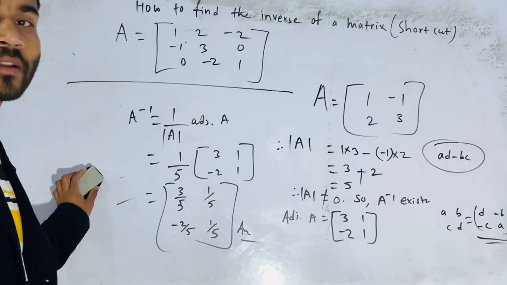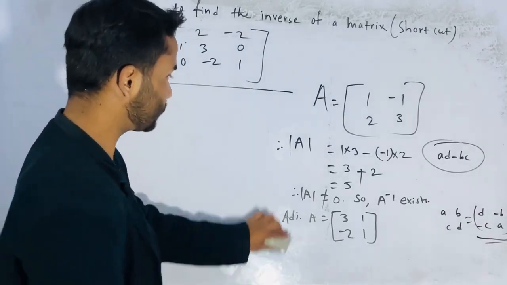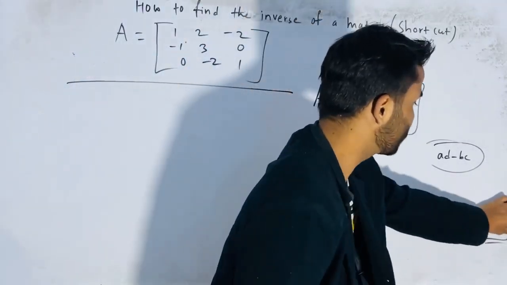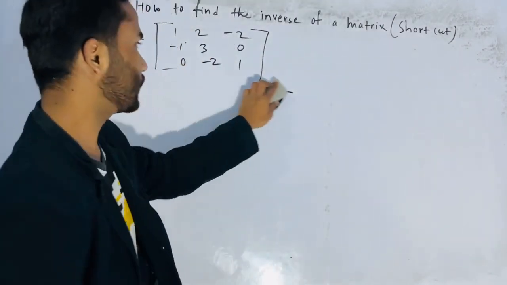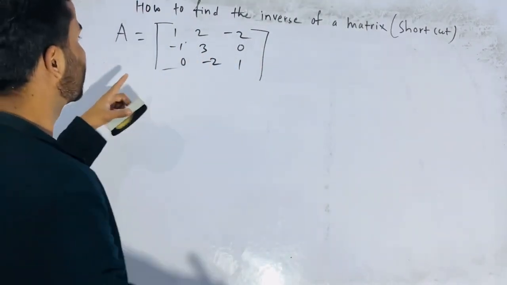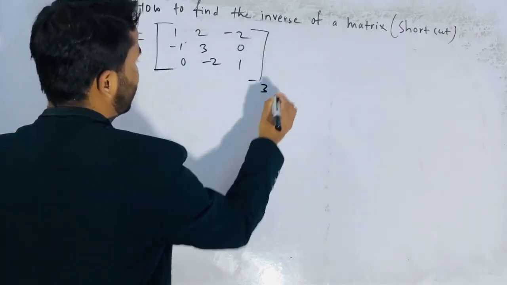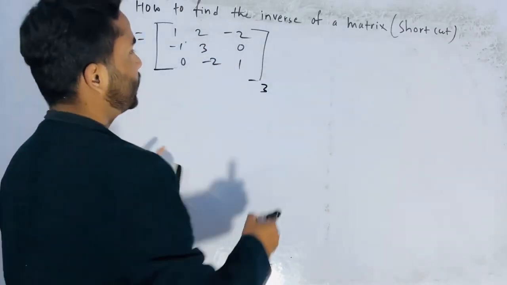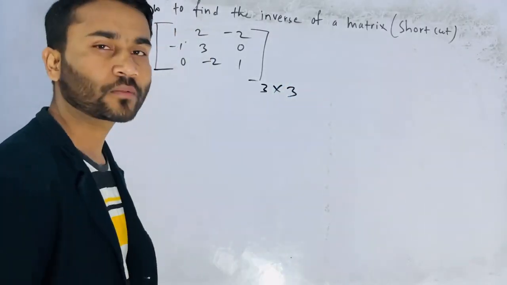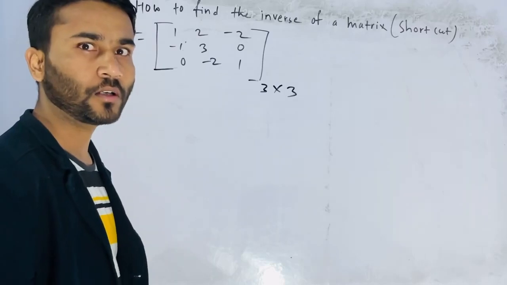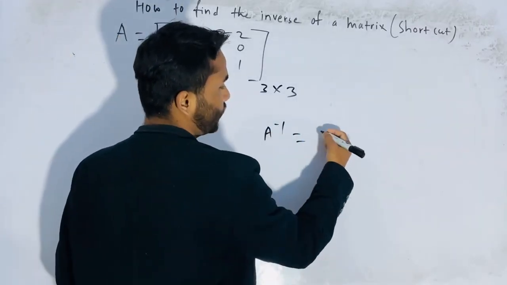Now let's go and find the answer for a 3 by 3 matrix. So this is a 3 by 3 matrix. How many rows are there? Rows are 1, 2, 3, so 3 rows, and how many columns? 1, 2, 3. So this is a 3 by 3 matrix. Now how to find the inverse? We can find the inverse using the same formula which we used for the 2 by 2 matrix.